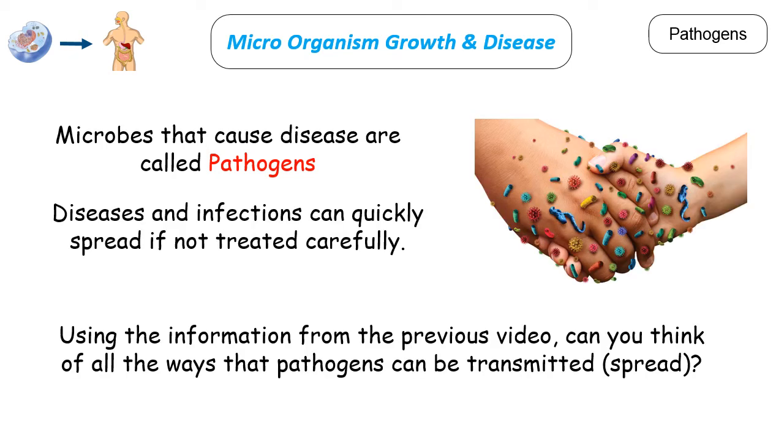And diseases and infections can quickly spread if not treated carefully. I think we all know that at the moment particularly, but there's all sorts of diseases and infections that can spread if we're not careful. So using the information from the previous video, can you think of all the ways that pathogens can be transmitted? Have a quick think just now, and we'll look at some examples in the next slide.